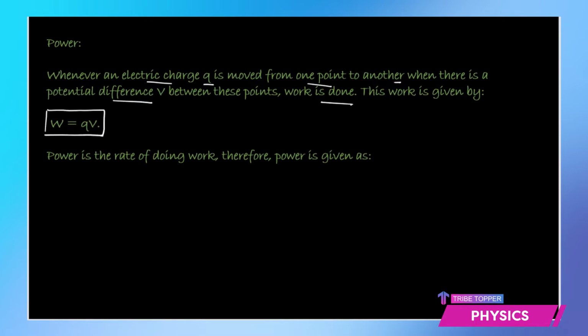So what is power then? Basically, in how much time we do that work, that is power. So you can simply define power as the rate of doing work. So you can say power is equal to work upon time.